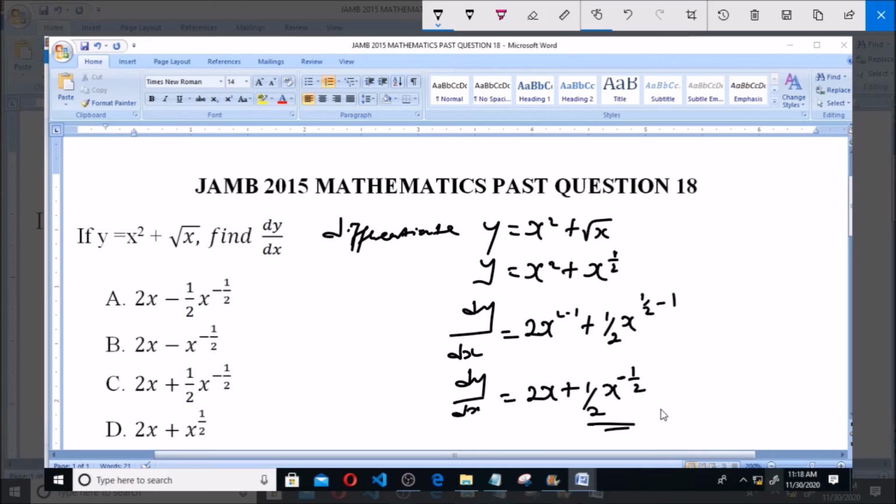So this is the answer to this question, and that is option C, 2x plus 1 over 2x raised to power of minus 1 over 2.